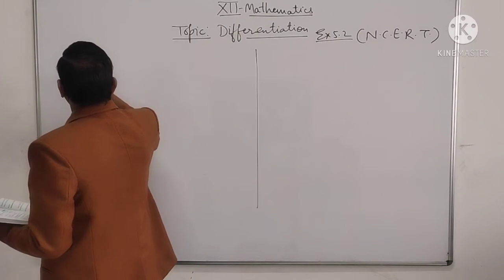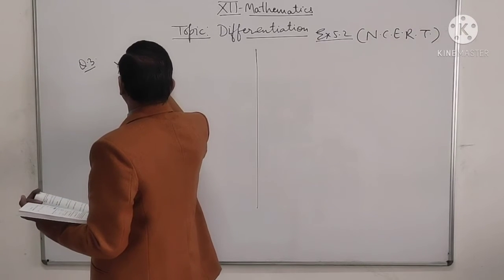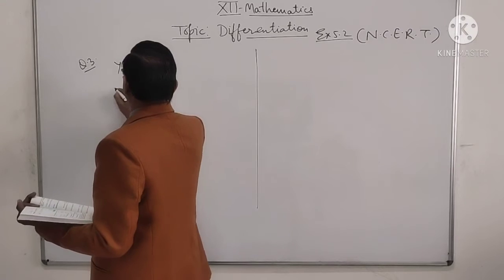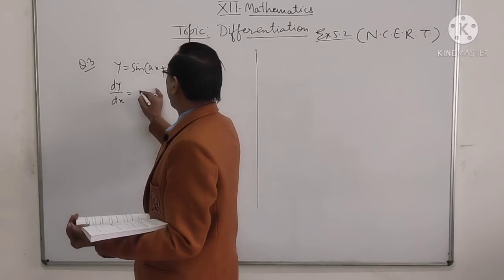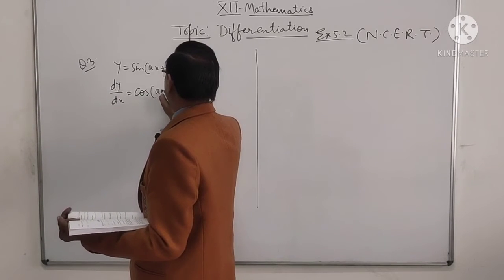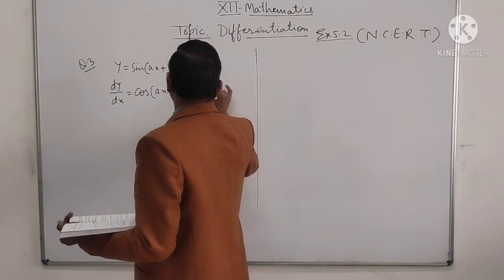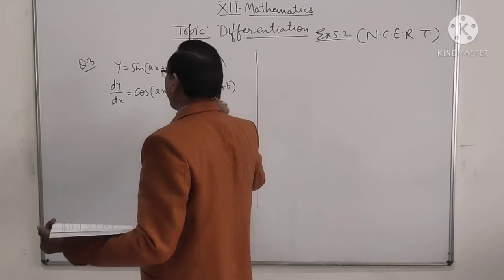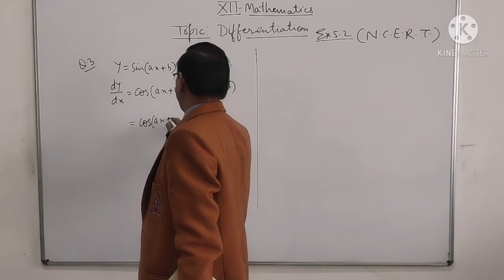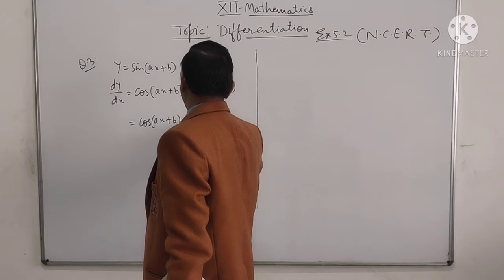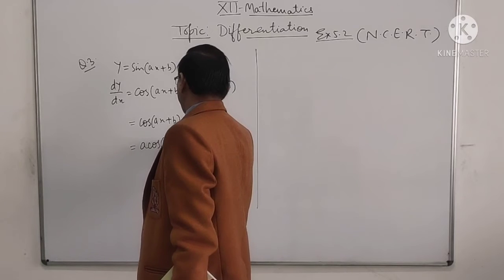Now question 3. y equal to sin(ax plus b). So dy/dx: the derivative of sin x is cos, so cos of (ax plus b), then d/dx of (ax plus b). Then it is cos(ax plus b) into (a times 1 plus b times 0). So it is a cos(ax plus b).